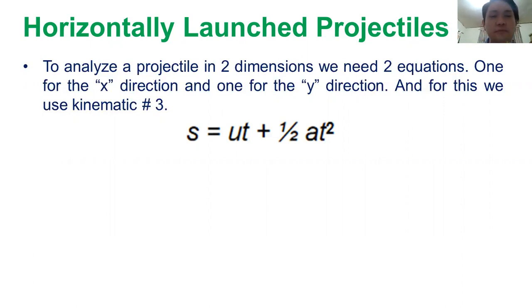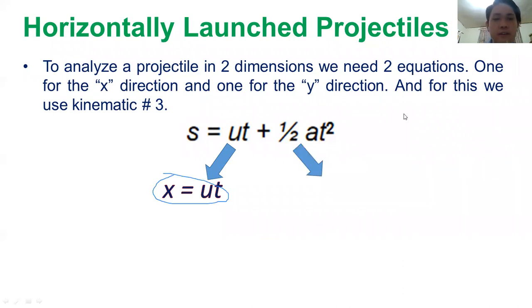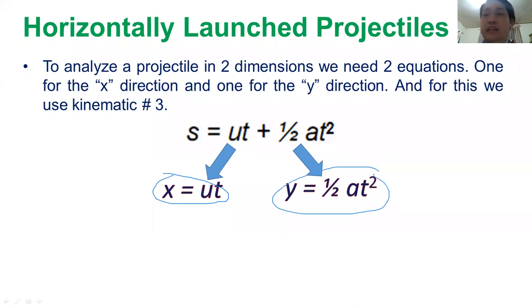So in the equation of motion, we can let your x component be x is equal to ut. And also for your y component, you can have the equation y is equal to 1/2 AT squared. Now, question: why is it that the x component has the equation of ut based on the equation of motion, and y is equal to 1/2 AT squared?